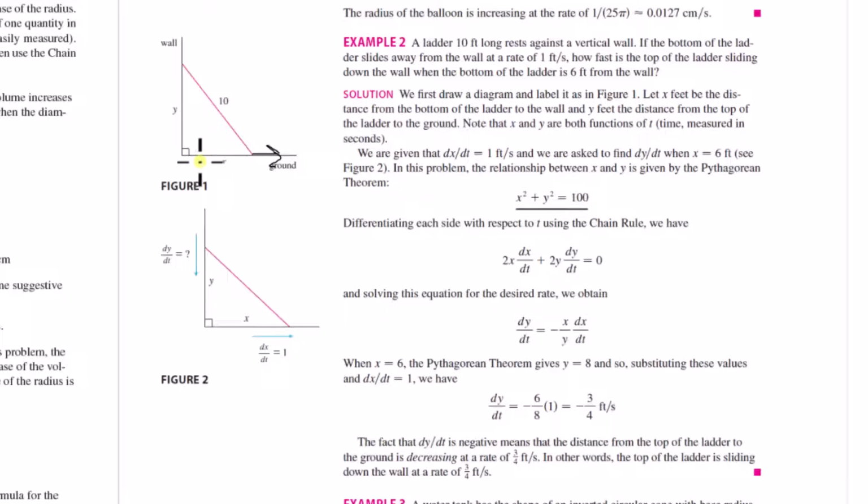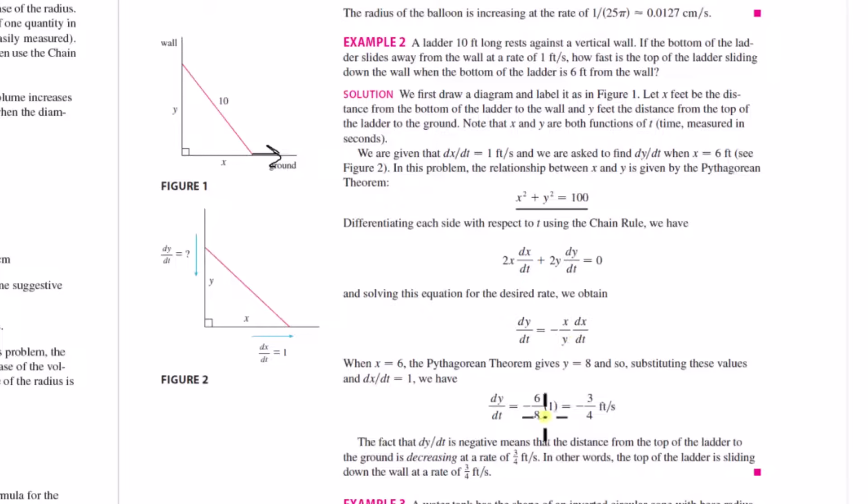I'm saying side length because that's what this equation is about. This is side length 1 squared plus side length 2 squared is equal to 100. So that's why I'm saying side length. This side length, well, it doesn't matter, but we expect to get a negative answer for dy/dt.